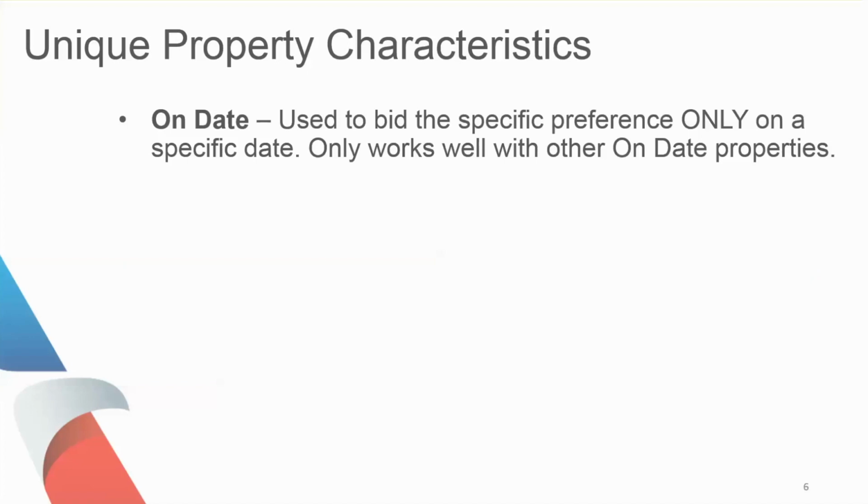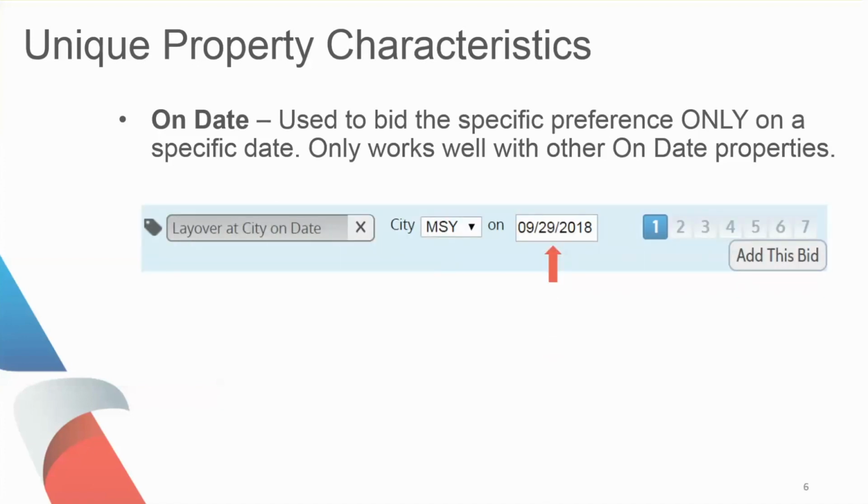On date properties tell PBS you only want the specific preference on a specific date. This example shows layover at city on date, and the preference is New Orleans on September 29th. PBS will then filter all the pairings that have New Orleans layovers on the 29th of September.